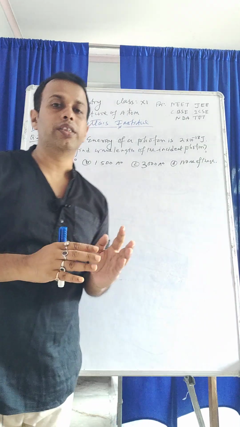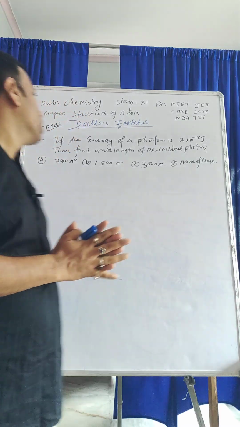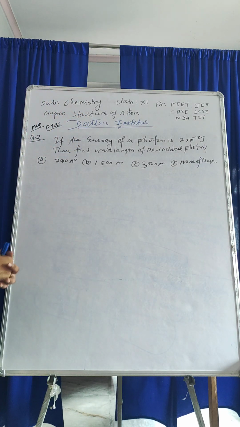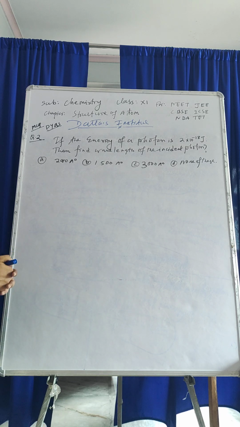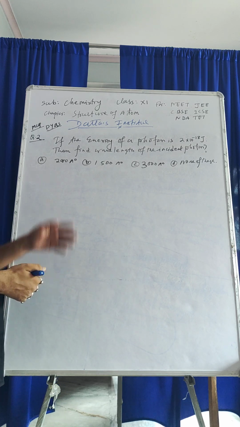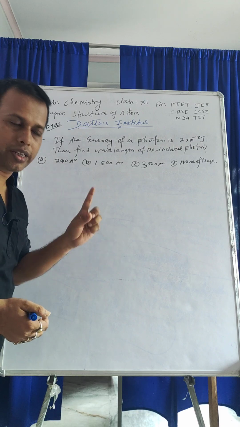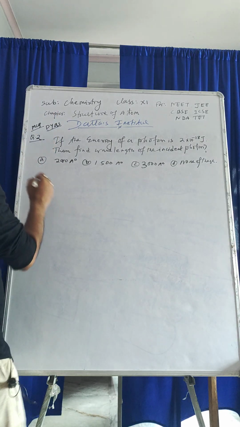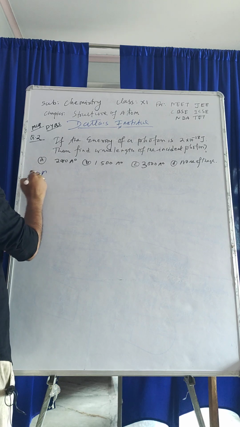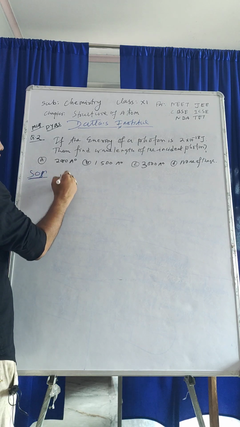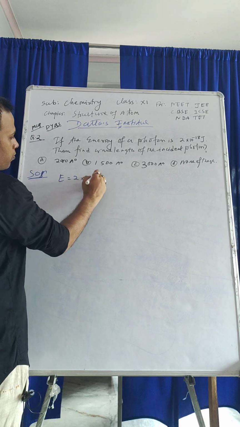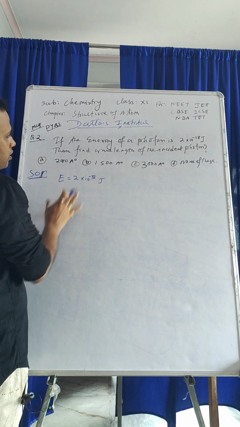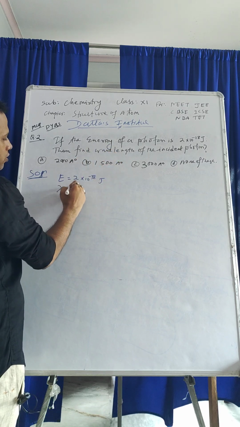So our next question, that is question number 2 MCQ, is like that: if the energy of a photon is 2 into 10 to the minus 18 joule, then find the wavelength of the incident photon. So the energy of a photon is given. In that case, we have to find out the wavelength of the incident photon. Okay. So what is given? We have to write first: given energy is equal to 2 into 10 to the minus 18 joule. Next, we have to find out the wavelength.